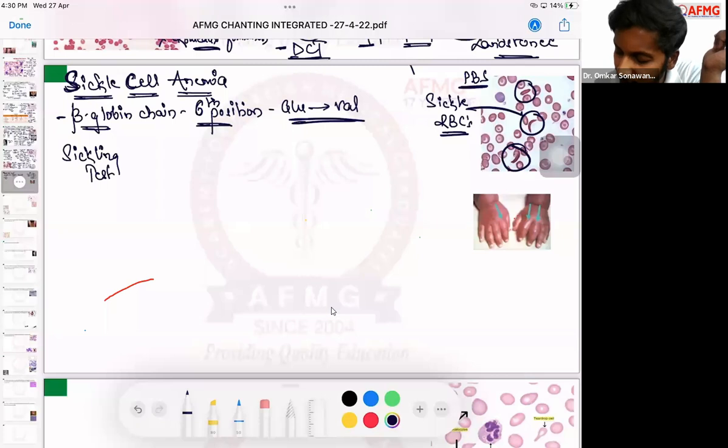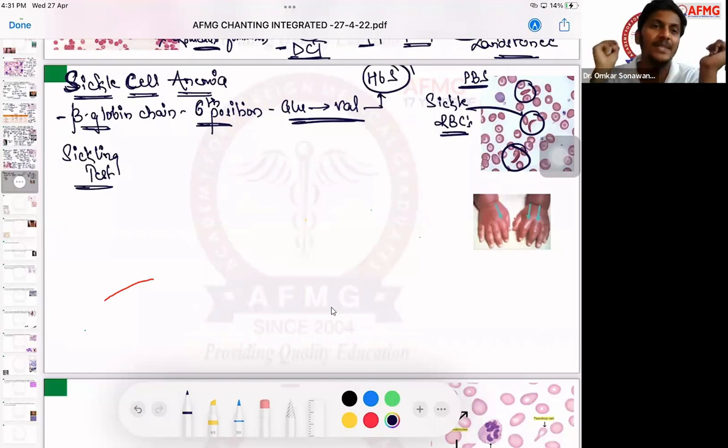And when is sickling seen? Due to this genetic mutation in the beta globin chain, this replacement of amino acid, abnormal hemoglobin is formed in this patient. Okay, and it is HbS. The abnormal hemoglobin formed is the sickle hemoglobin or the HbS. And what is the special property of HbS?